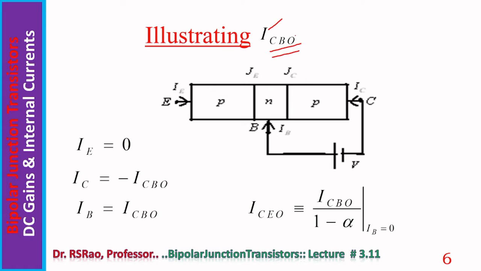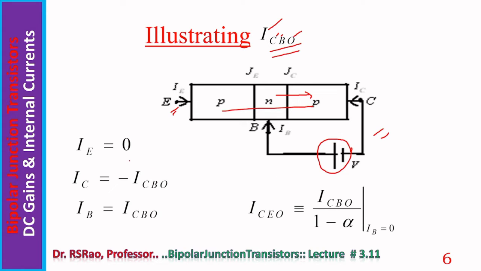A few points regarding ICB naught. I stands for current, naught stands for reverse saturation current. CB means collector to base. Earlier we considered ICE naught, now it is ICB naught. It is illustrated here, again a PNP transistor. It is reverse biased by a certain voltage. So current flows from base to collector, conventional current. Here the emitter terminal is open. Earlier the base terminal was open.